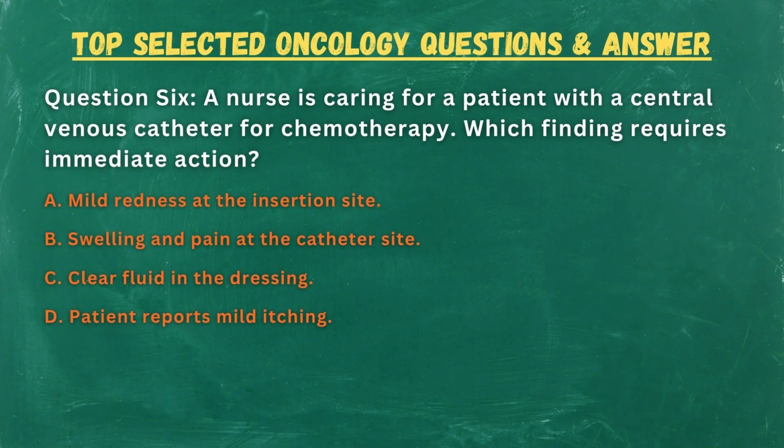Question 6. A nurse is caring for a patient with a central venous catheter for chemotherapy. Which finding requires immediate action? A. Mild redness at the insertion site. B. Swelling and pain at the catheter site. C. Clear fluid in the dressing. D. Patient reports mild itching.